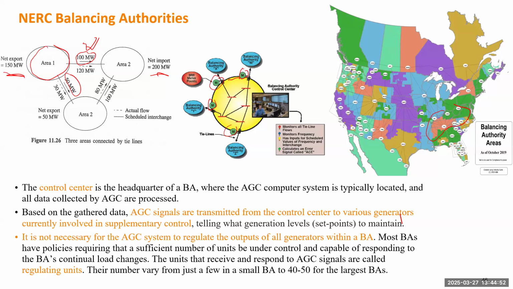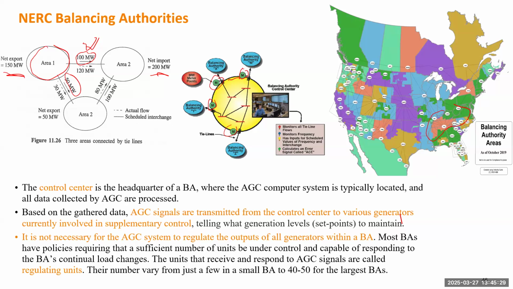For the AGC system, it's not necessary to regulate all generators. You just need to have the smallest number which is sufficient for this balancing authority to maintain the frequency and time flow. It doesn't have to include every unit. The units that respond to the AGC signal are called regulating units. So a certain percentage of generator units are regulating units, controlled by the AGC system.